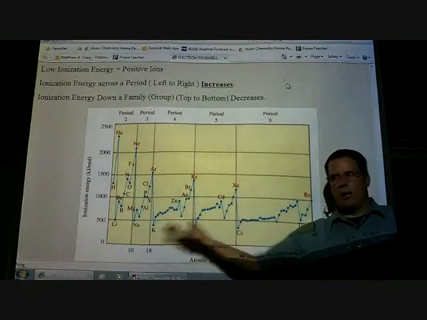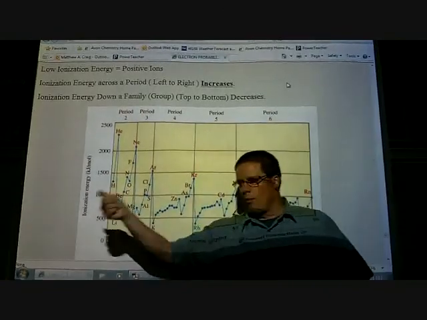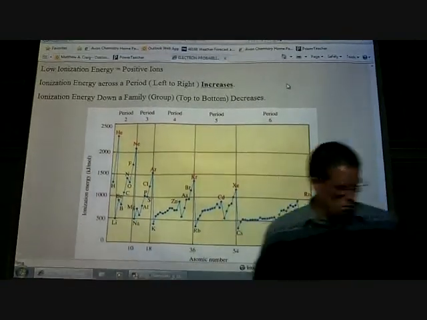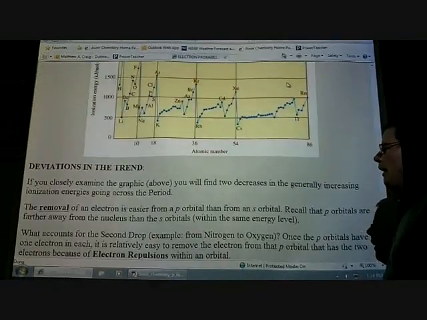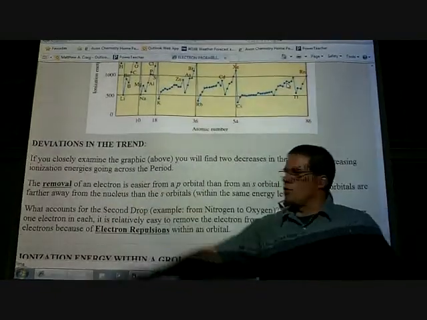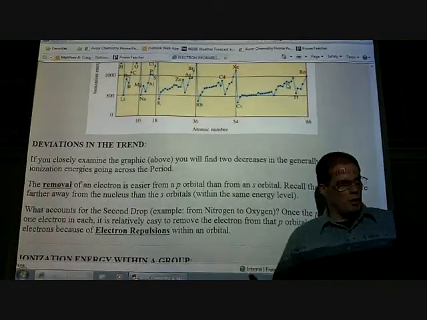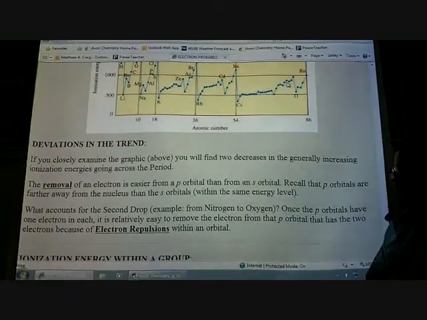You're not going to be tested over this, just the general trend. And what I want you to know is, as you go from left to right along the periodic table, the ionization energies increase, generally speaking. And then I just talked about the deviation of the trend, and that's because we're dropping electrons into the p orbitals, then we're doubling up on the p's. Once s is full, it's a little more possessive.